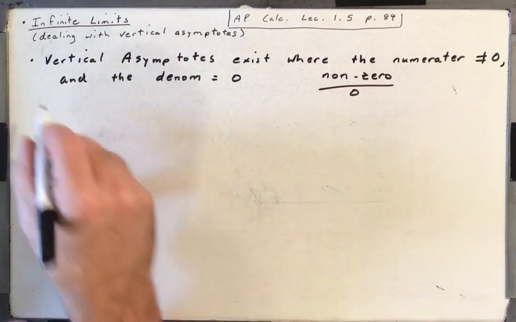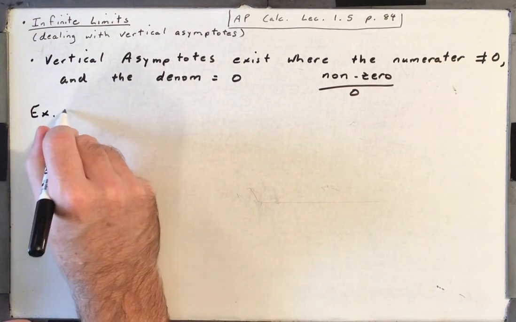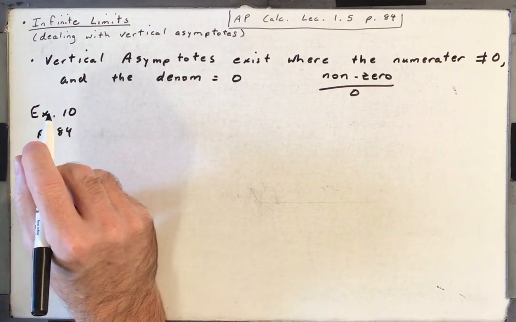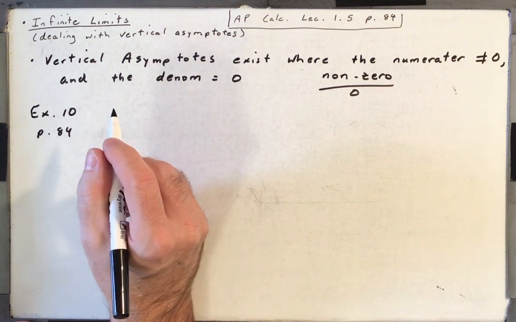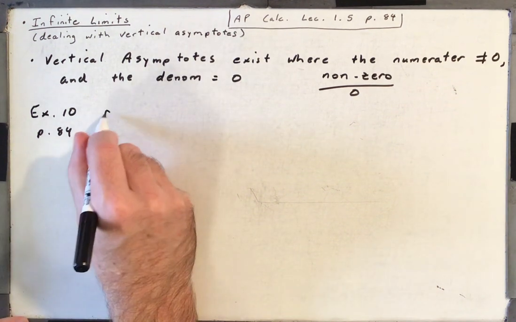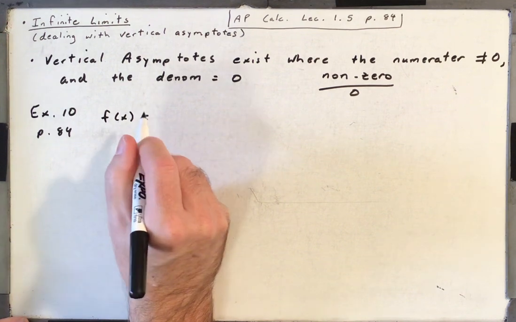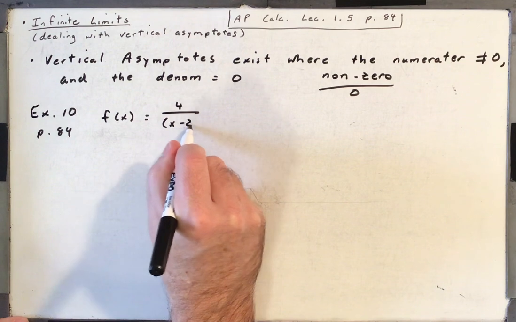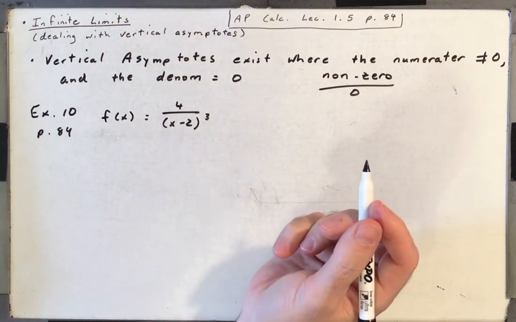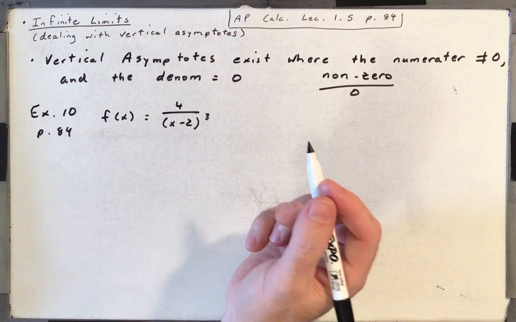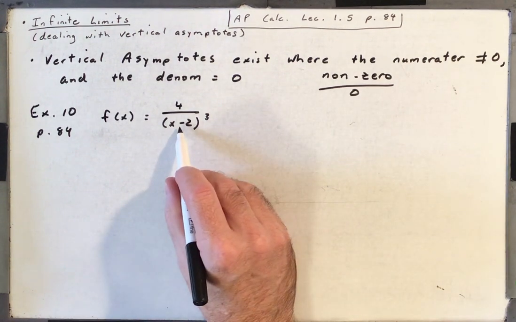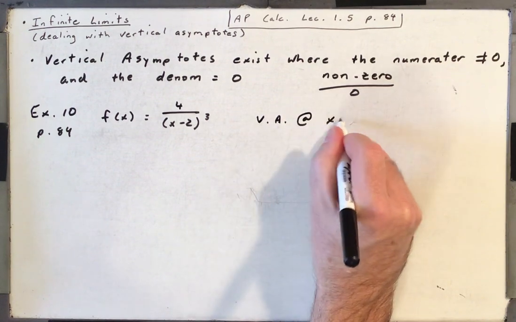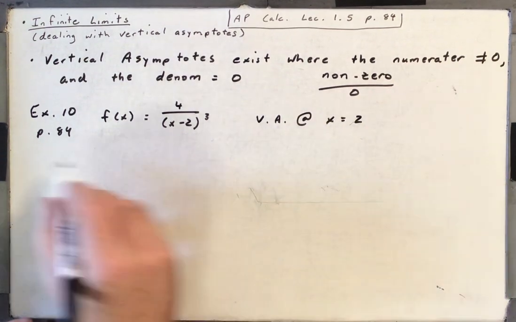Okay, let's do some examples from the book. So the first one is example 10 on page 84. All right, so there we want to find the vertical asymptotes, if any, and we have f of x is equal to 4 over (x minus 2) all cubed. Okay, so where do we have a 0 on the bottom? Well, we have a vertical asymptote at x equals 2, right? Just eyeball that.